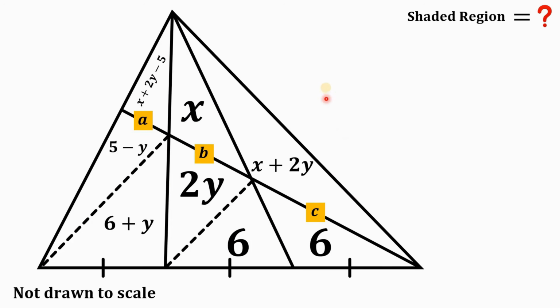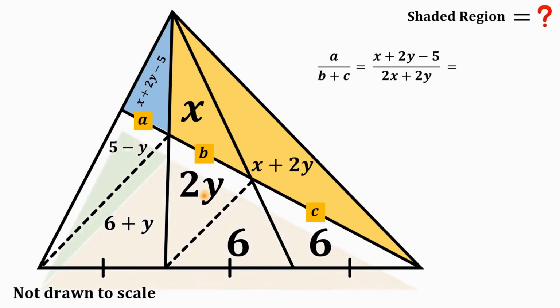Now, from here, let's consider the ratio of A over B plus C. In our figure, these are the 2 triangles that we are interested in. So the base of this blue is A, and the base of this yellow is B plus C. In short, we can say A over B plus C is equal to x plus 2y minus 5 over 2x plus 2y. On the other hand, on the bottom part of this figure, we also have A over B plus C. So A over B plus C is also equal to 5 minus y over 3y plus 18. So this must be our equation number 1.